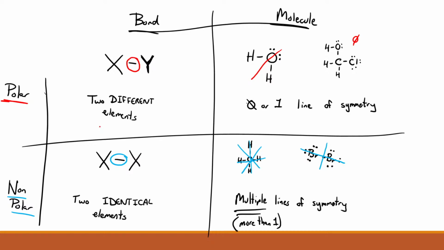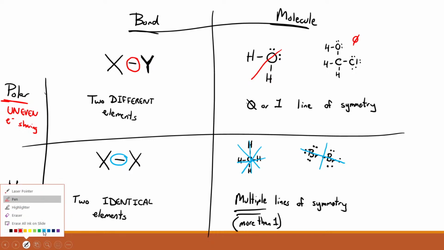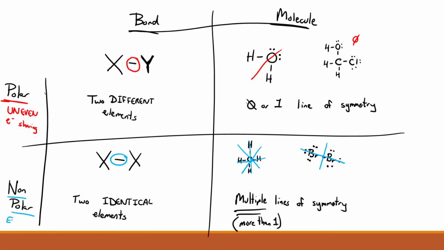When we talk about polarity, we're talking about uneven electron sharing, no matter what it is. If it's a bond or a molecule, we're looking at uneven electron sharing. And for a nonpolar molecule, we're looking at even electron sharing. Again, whether it is a bond or a molecule, either one, these are evenly shared electrons.